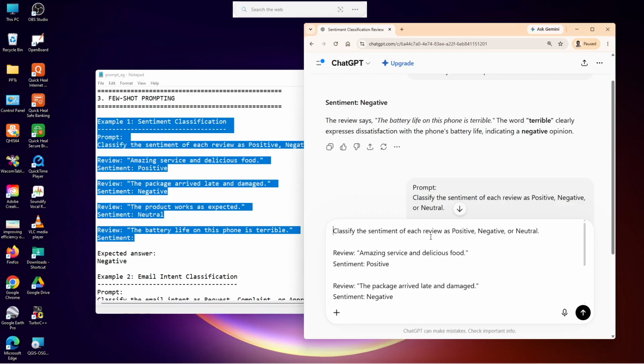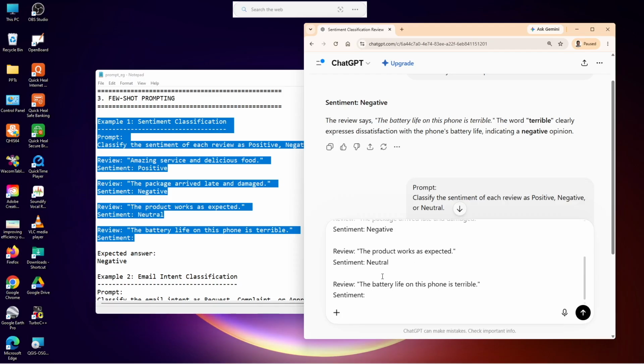Classify the sentiment of each review as positive, negative or neutral. There are 2 examples that are given. Amazing service and delicious food, it is positive. The package arrived late and damaged, it is negative. Third example, the product works as expected, it is neutral.